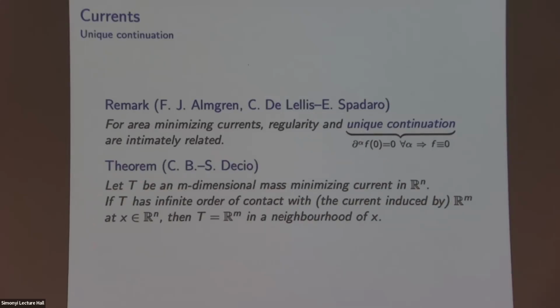The result that I want to use to conclude this talk is that if you have an area minimizing current, then you have a sort of unique continuation principle for that current. The assumption is that your current has infinite order of contact with an n-plane. I don't want to be precise about what it means to have infinite order of contact, but it should be the replacement of this condition. So if it was a graph where every derivative vanished, then the claim is that the current is equal to the plane in a neighborhood of that point. And so that was everything that I wanted to say.